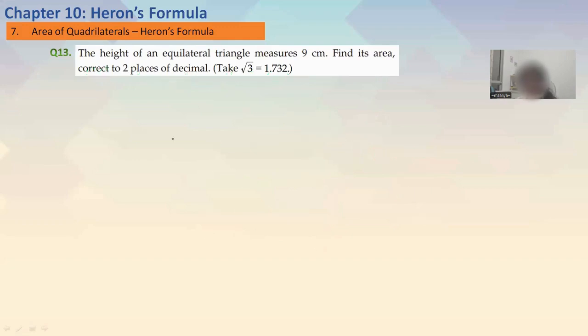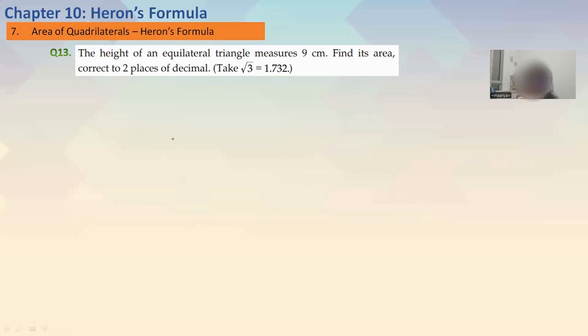Check this. Height of an equilateral triangle measures 9 centimeter. Find its area corrected to decimal places. Look, it means that we would have to use the square root of 3, and it is given to us. We don't have to calculate using the long division method. Sometimes you may find questions wherein you don't have to find the square root yourself using the long division method. You may find it in the question itself, right? All right, so let's do it.